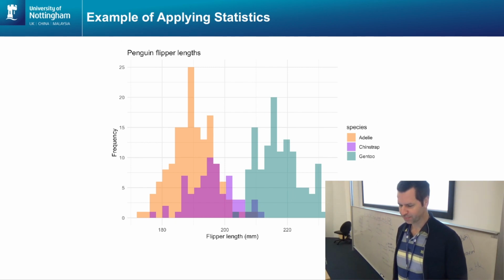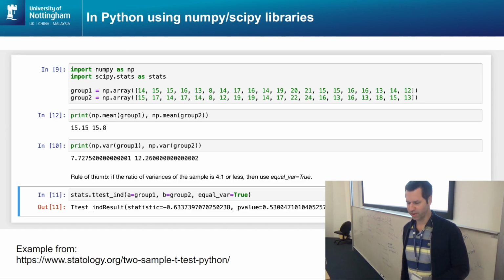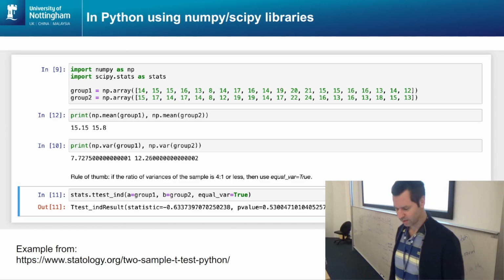And this is how we would do it in Python, right? There's our group 1, there's our group 2. There are the two means, and then there's the standard deviation. And then there's the t-test value and the so-called p-value. Has anybody heard of the p-value before? So, our favorite statistical tests.